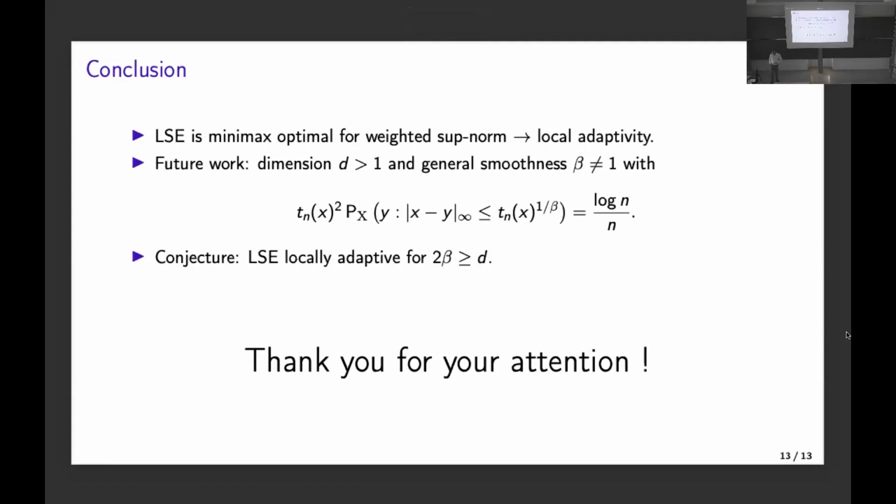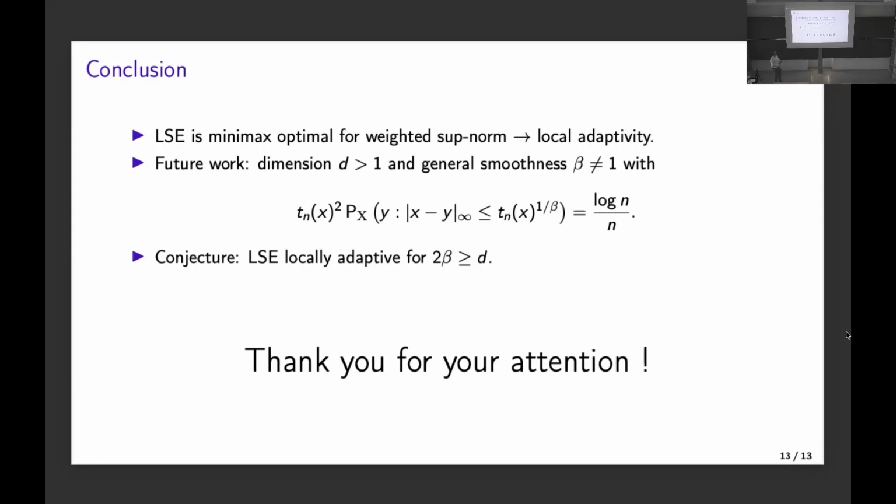So to summarize what we've talked about, I've talked about least square estimators. We've proved that least square estimators are minimax optimal with regards to this weighted sup norm. We deduced a property of local adaptivity of least square estimators, in the sense that it adapts locally to the density of my data. What we would like to do in the future would be to generalize this result to greater dimensions and to more general smoothness of functions involved in the problem.